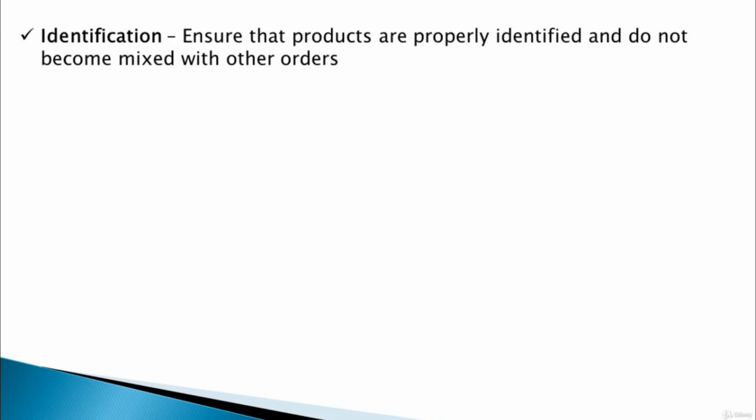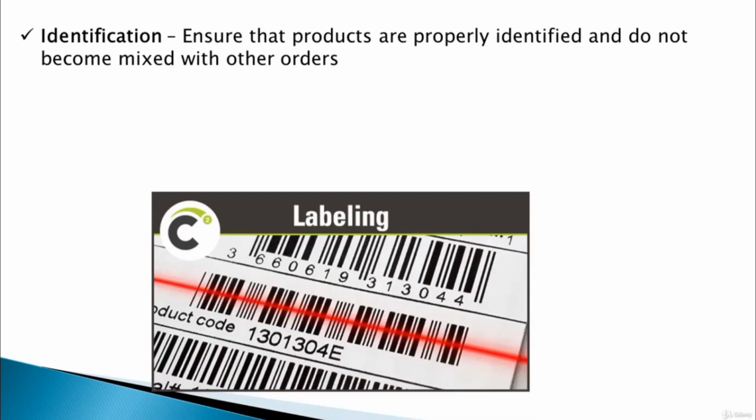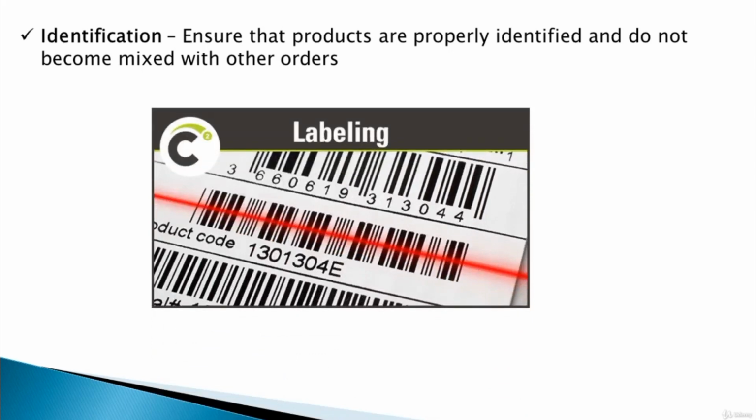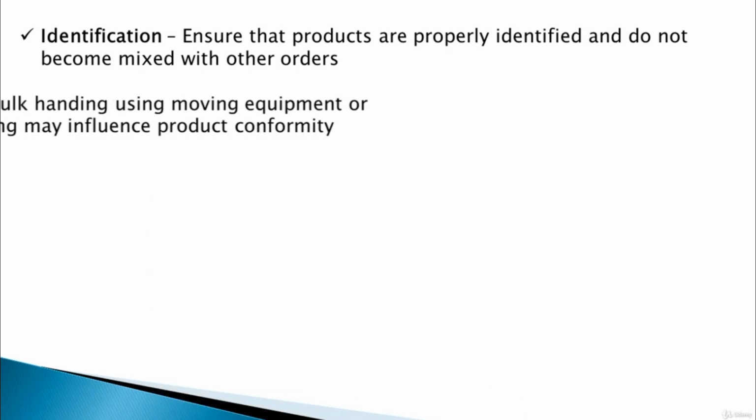First, the identification. So basically, the organization needs to ensure that products are properly identified and do not become mixed with other orders or products. So this is kind of like the identification and traceability, but it's a requirement, not as applicable. So the organization expects to see all products are clearly identified through labeling and so on, and we've seen this in the previous lesson or video.